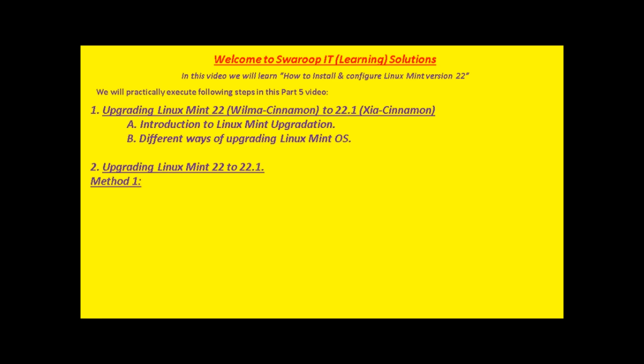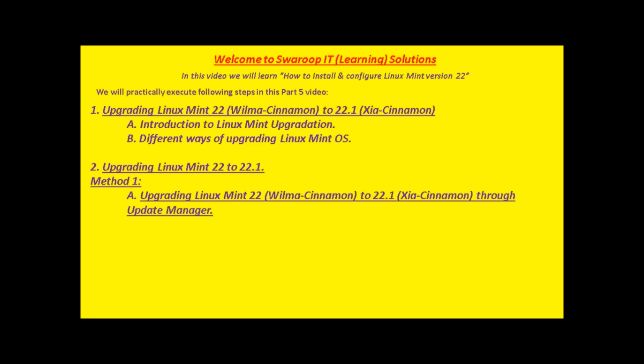by two different methods altogether. Method 1 will be upgrading your Linux Mint 22 Wilma-Cinnamon to 22.1 Xia-Cinnamon through the Update Manager option. This is the safest way, this is a GUI way, and it is the easiest way. And then after upgrading this edition, we will be verifying it through our GUI as well as through the command line.